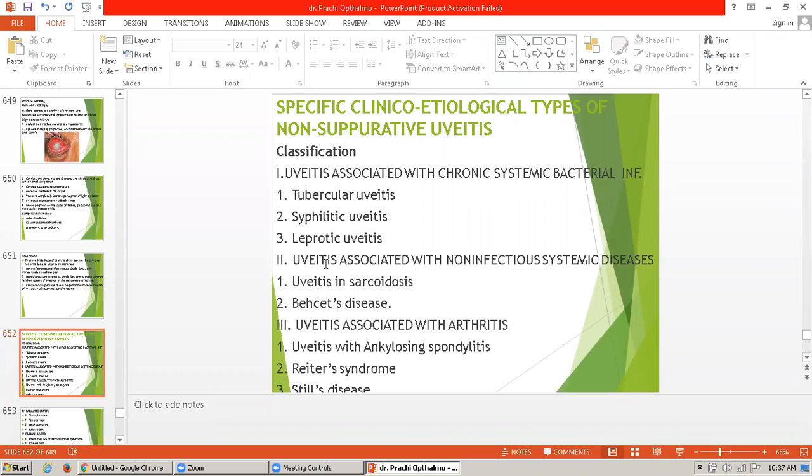Second is uveitis associated with non-infectious systemic diseases, like uveitis in sarcoidosis and Behçet's disease. Then third is uveitis associated with arthritis, that is, uveitis with ankylosing spondylitis, Reiter's syndrome, and Still's disease.